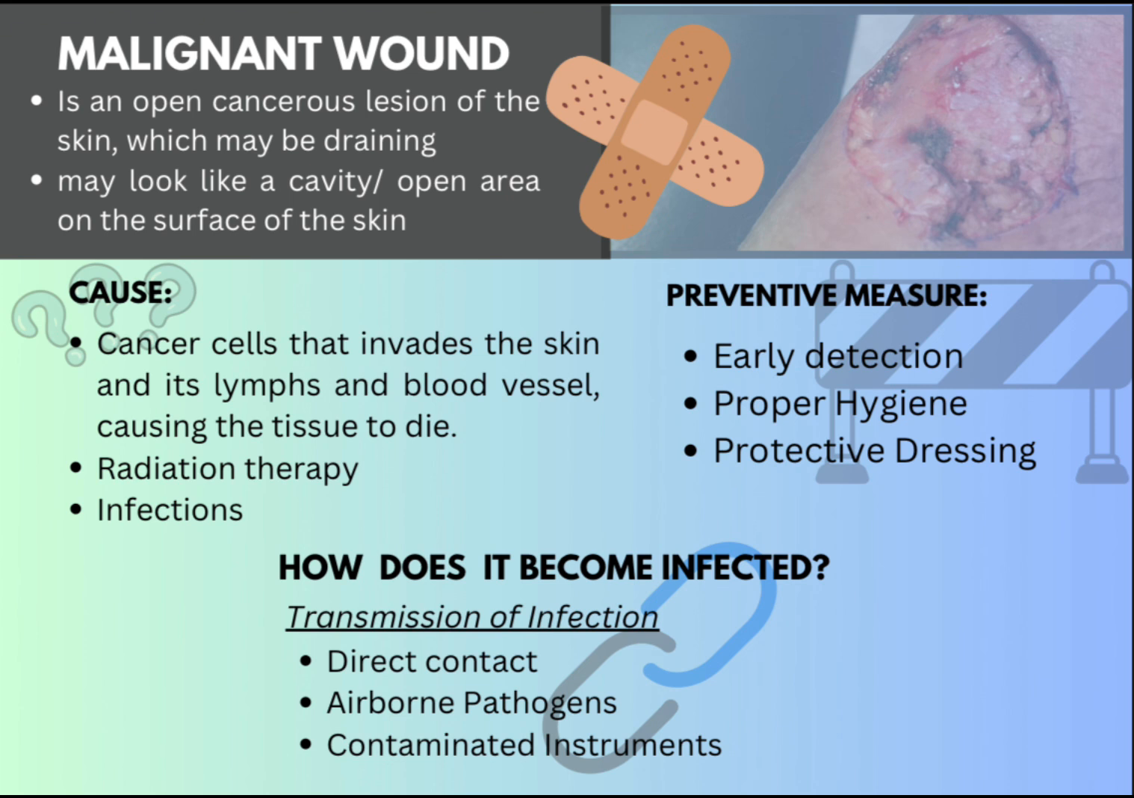Characteristics of malignant wounds: irregular borders, necrotic base, and ulcerative or nodular. In irregular borders, malignant wounds typically have uneven and irregular borders due to the erratic growth pattern of cancerous cells. In necrotic base, these wounds often have a necrotic or dead tissue base, which can appear black or brown and may be covered with a foul-smelling discharge.